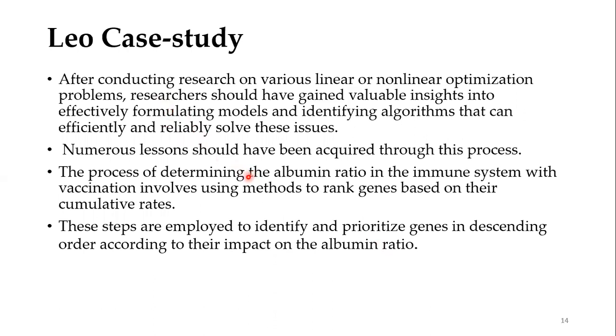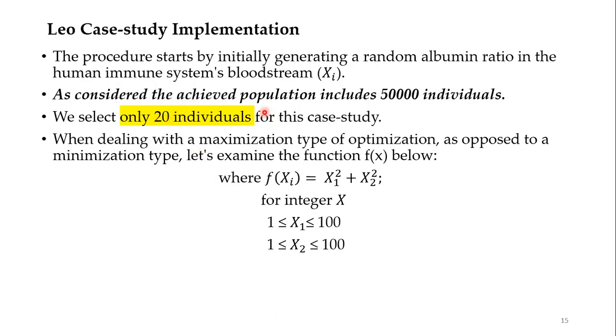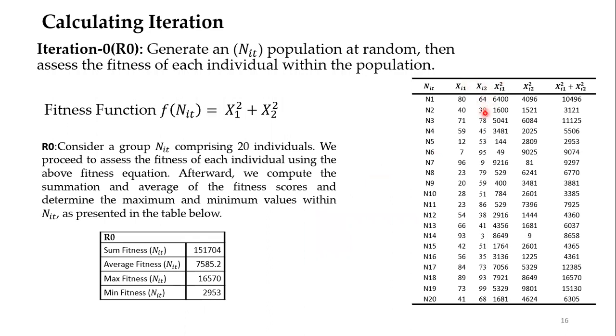Now, we will have a case study. I'll go through them. If we have a population of 5,000 individuals, we select 20 randomly, and this is our fitness function. The upper bound and lower bound for X1 and X2 is 1 to 100. Now, these populations were selected from the 5,000, and these are the numbers that were selected.